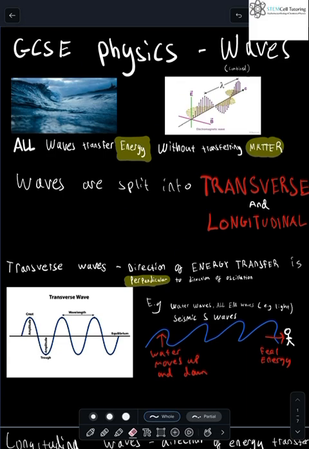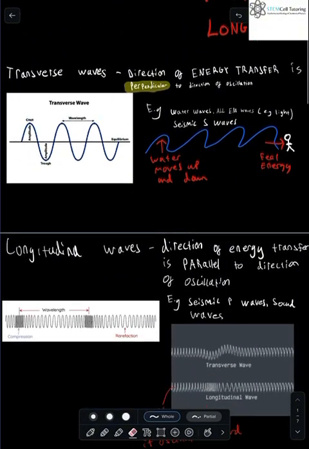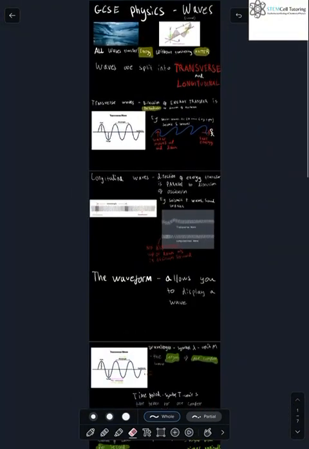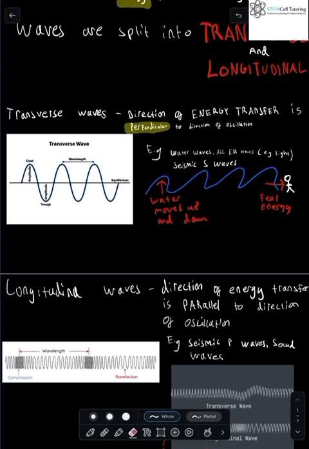Now, waves are split into transverse and longitudinal waves. Transverse waves have a direction of energy transfer that is perpendicular to the direction of oscillation. What this means is that, for example, with water waves, it oscillates up and down, but the energy is actually being transferred from left to right.